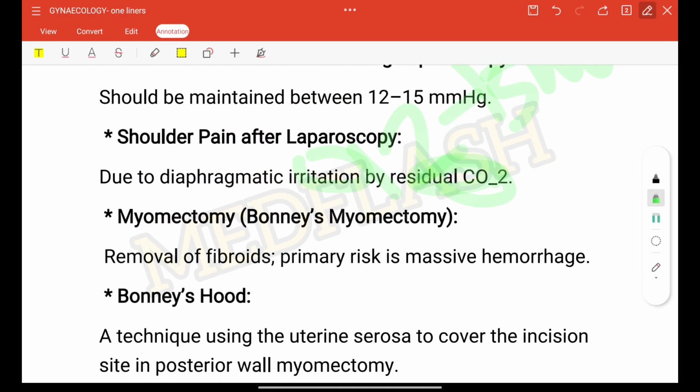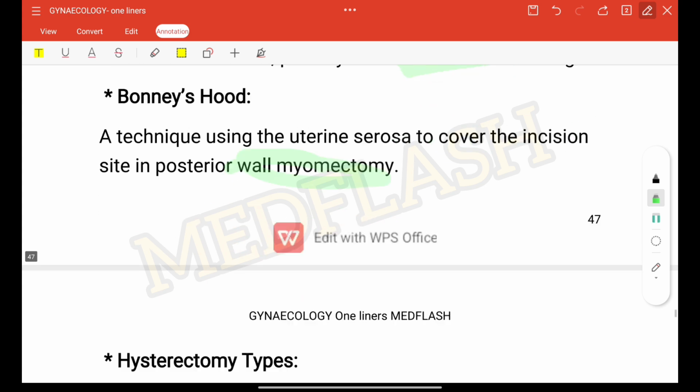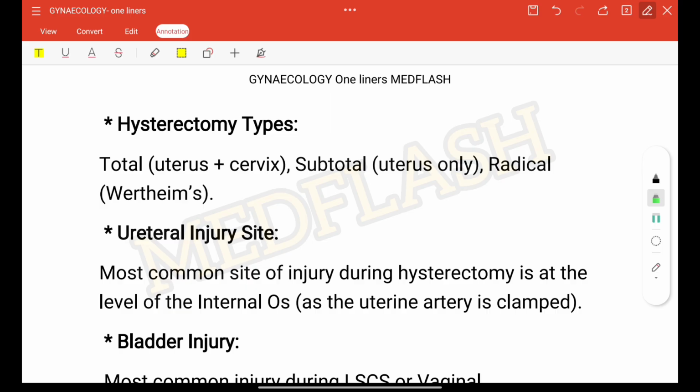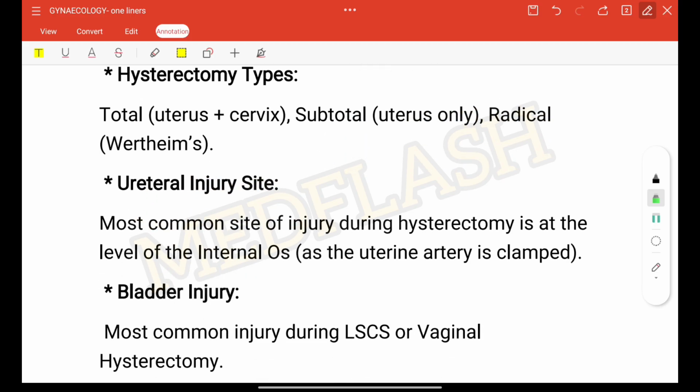Myomectomy, Bonney's myomectomy: removal of fibroids. Primary risk is massive hemorrhage. Bonney's hood: a technique using the uterine serosa to cover the incision site in posterior wall myomectomy. Hysterectomy types: total hysterectomy, subtotal and radical hysterectomy. Ureteral injury: the most common site of injury during hysterectomy is at the level of the internal os.